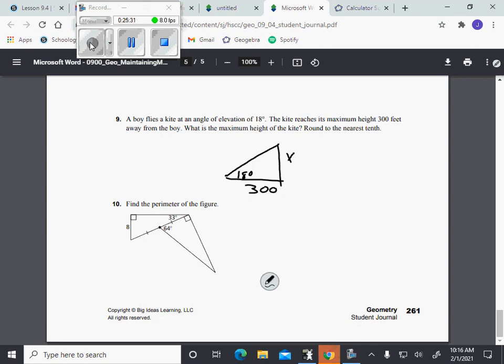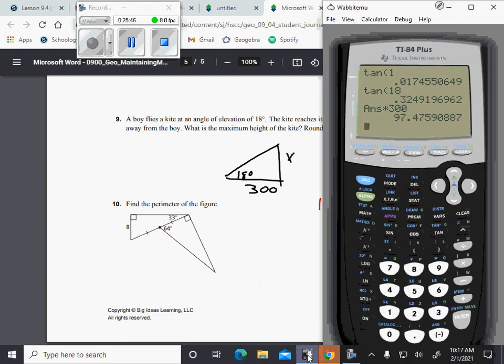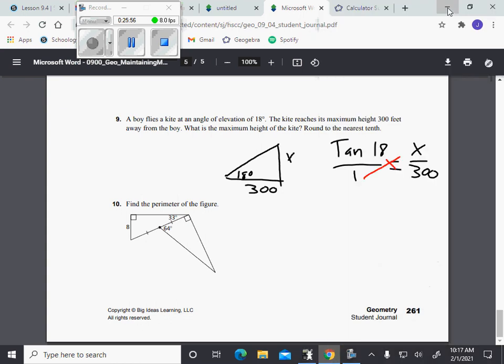So now we can set up tangent of 18 degrees over 1. That's going to be equal to x over 300. Remember, we cross multiply. So we're going to get x is equal to 300 times the tangent of 18. So 300 times the tangent of 18 degrees, 97.5 feet. Roughly.